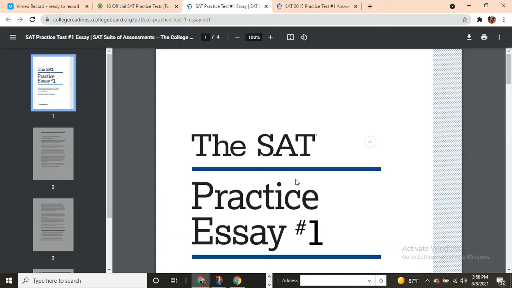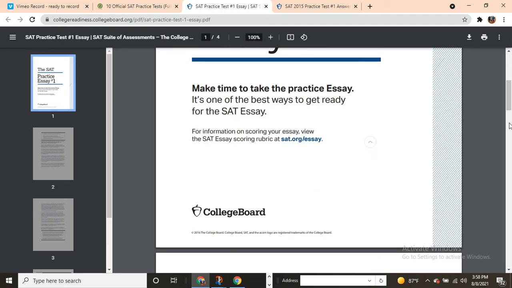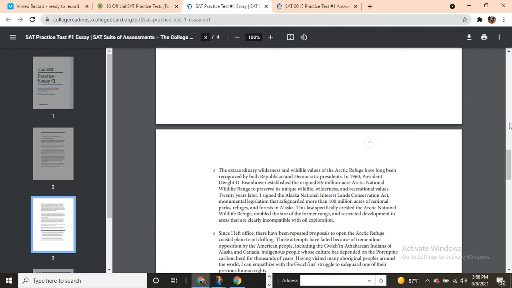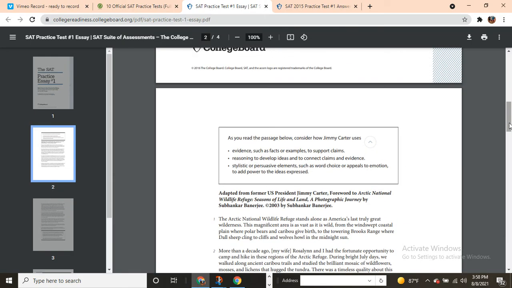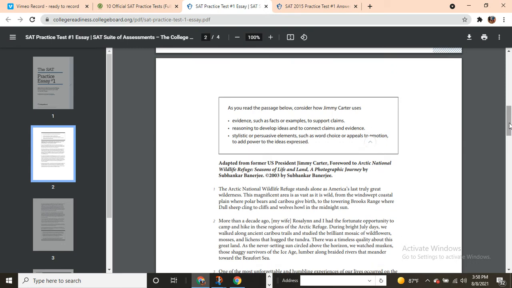Here you see the essay. At times you can do an SAT exam with essay. It all depends on the school that you are going to. They can tell you to do an SAT with essay, or you can do just the SAT exams only.